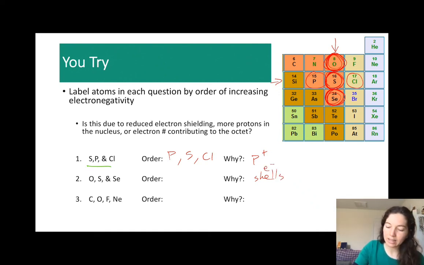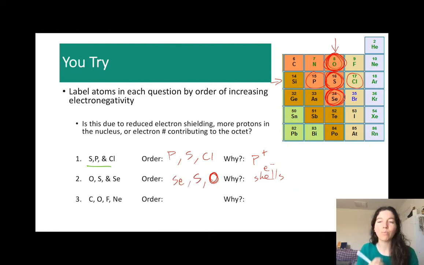We see that oxygen has the least amount of shells, so it's going to be the highest in electronegativity, followed by sulfur, which is down next, and then selenium, which is down next. So the more shells you have, the more shielding, and the less effective the positive charges in the center of the atom are at attracting negative charges way out here. As you get closer and closer, it's easier to pull.